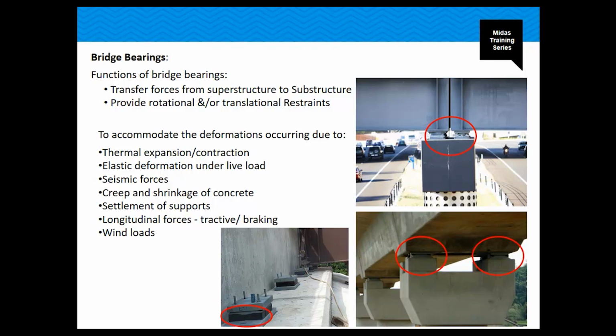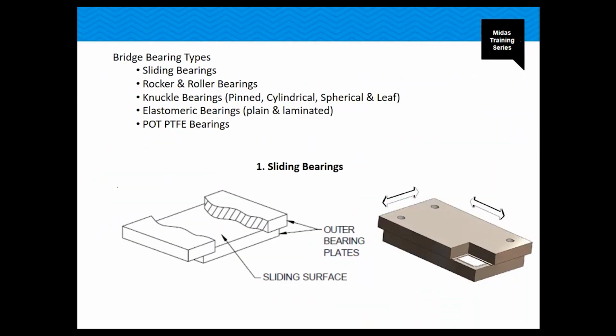Different types of bridge bearings are used. Based on the degree of freedom and the type of materials, bridge bearings can be classified under these: the sliding bearing, the rocker or roller bearing, the knuckle bearings, elastomeric, and the POT bearings.